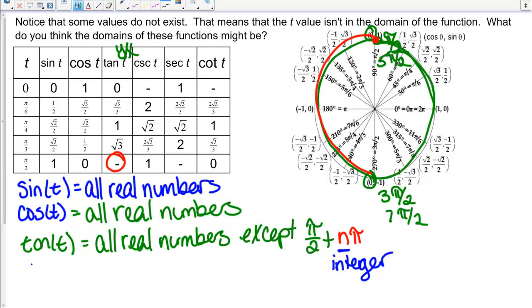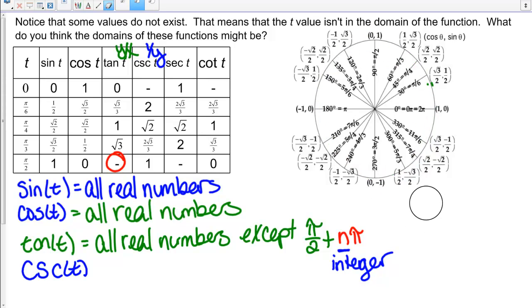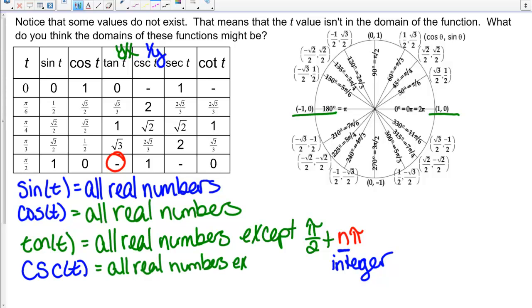Next we look at cosecant. So where do we have problems with cosecant? Well, that is where we have 1 over y, so when y is 0. So where is my y value 0? Well, that happens at 0 or 2 pi and pi. So we have all real numbers except any integer times pi.